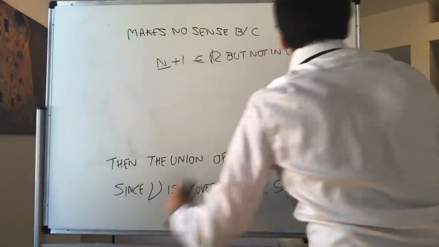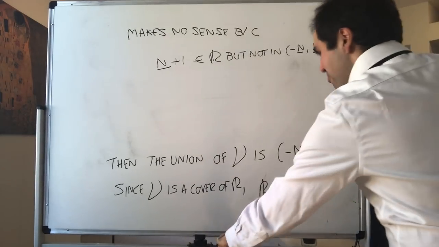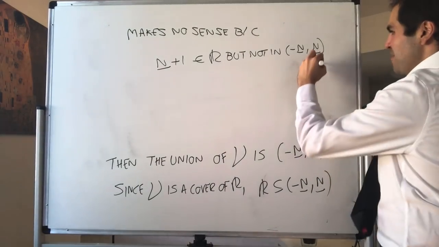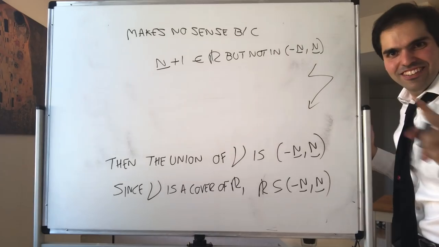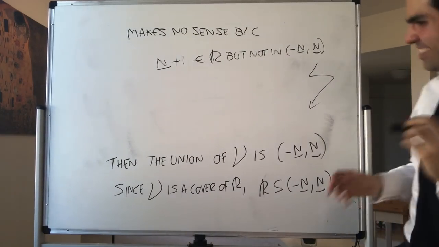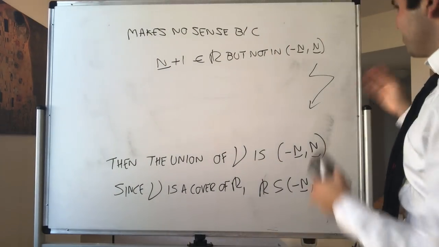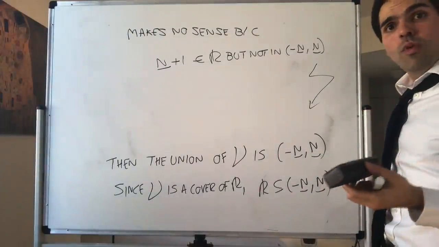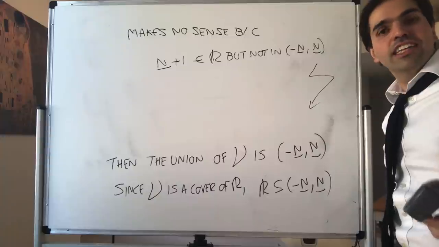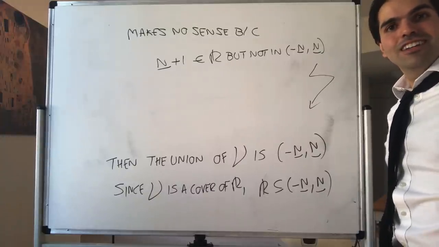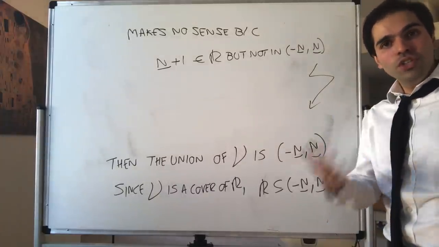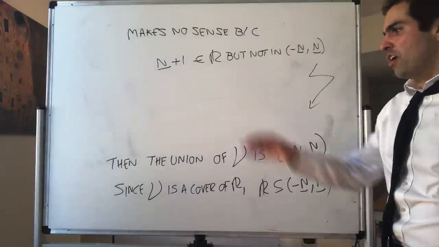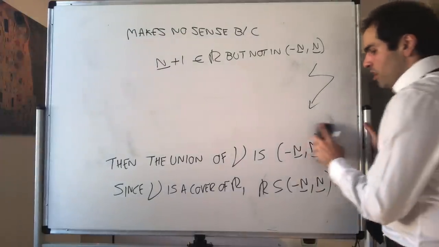And this is a contradiction. You usually put those two arrows, but let me put a thunder, if you know what I mean. It's an inside joke. And therefore, that's a contradiction with the fact that there's a finite subcover. So, in other words, this cover U does not have a finite subcover, so the real numbers are not compact.